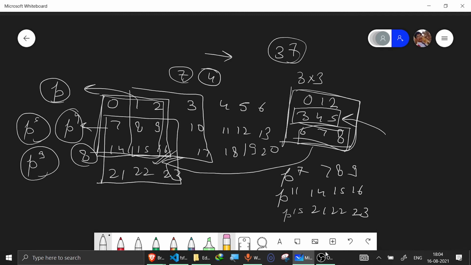Now what you can see is that here you were multiplying p raised to the power 0, and now you are multiplying p raised to the power 7. So the observation is that whenever you are moving one step downward, then you are multiplying p raised to the power number of columns in the text matrix.